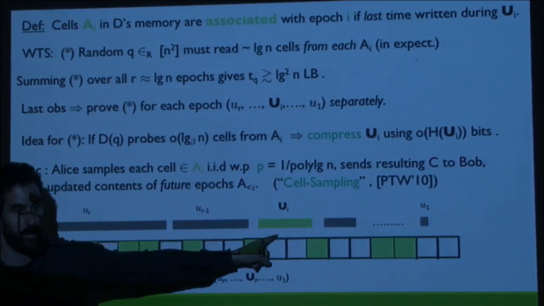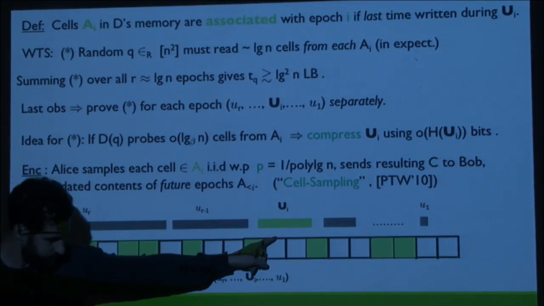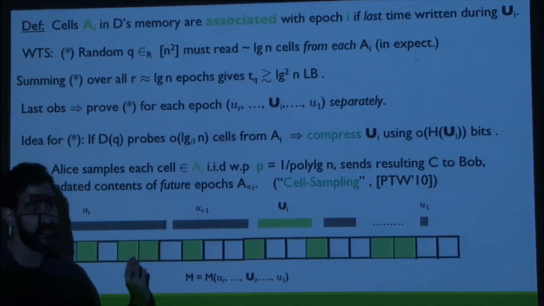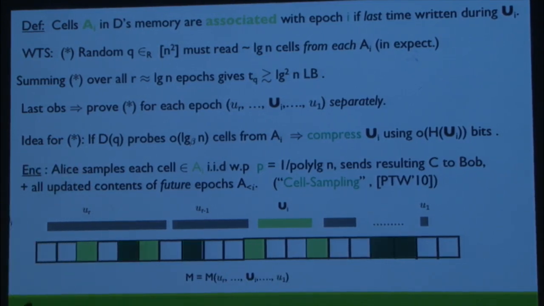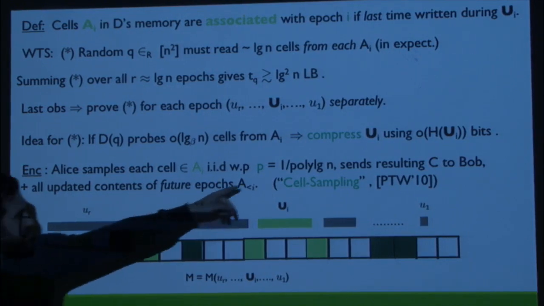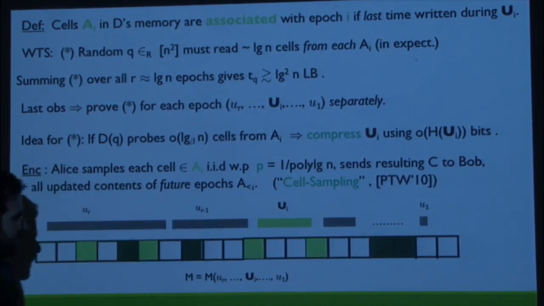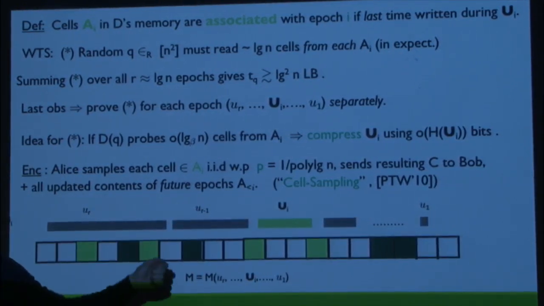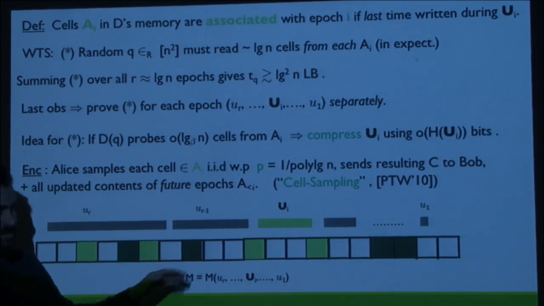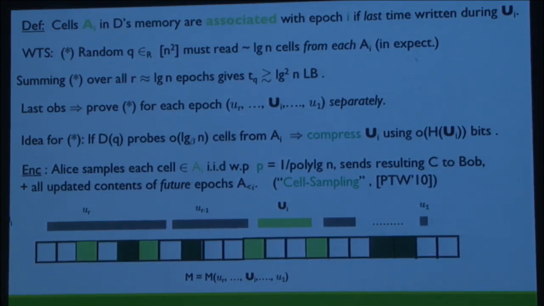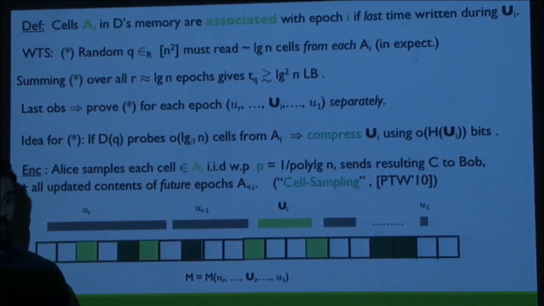But what is she going to do for the ith epoch? Again, she can't afford to send all the light green cells, the associated ones. So instead, she's going to subsample independently, with probability p, which is 1 over polylog n, every light green cell, every associated cell, and send only this subsample of cells to Bob. I'm not asking you to understand why this works, but is it well defined? Does everyone follow?